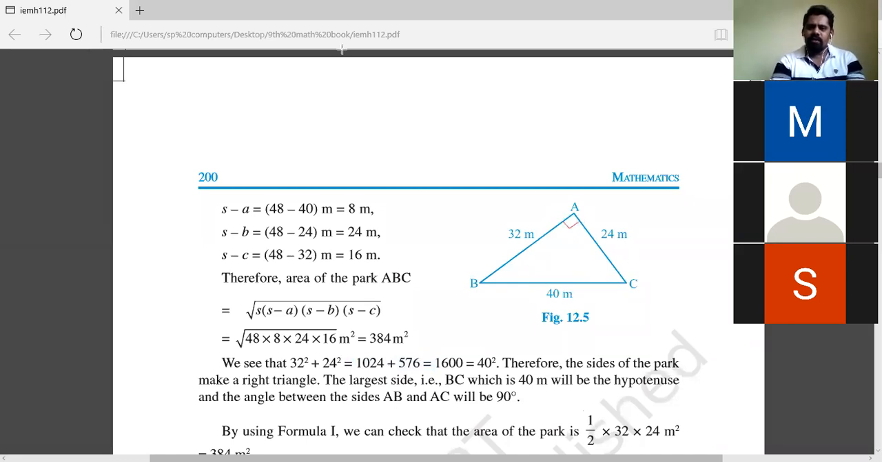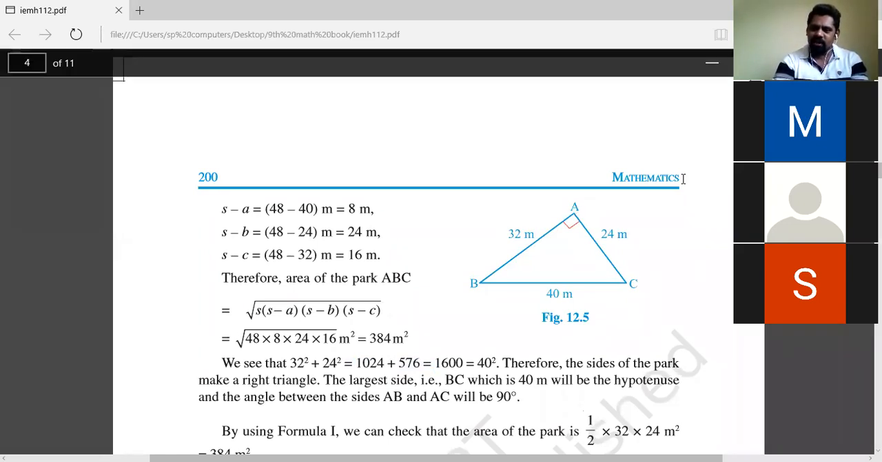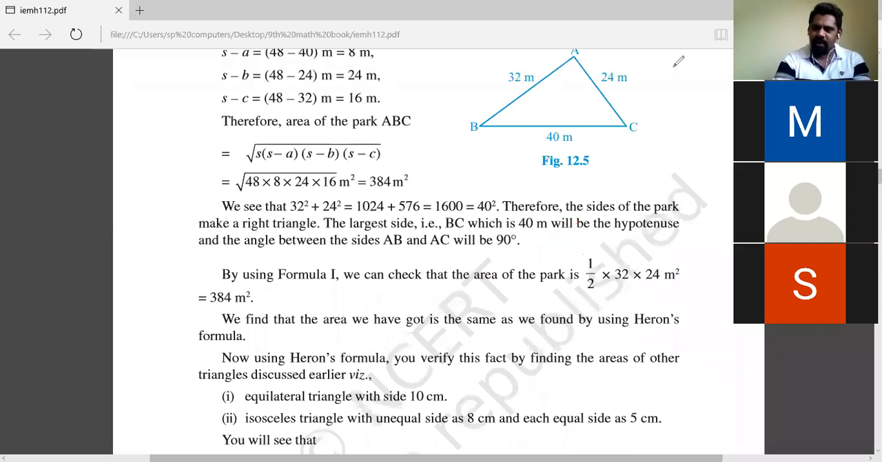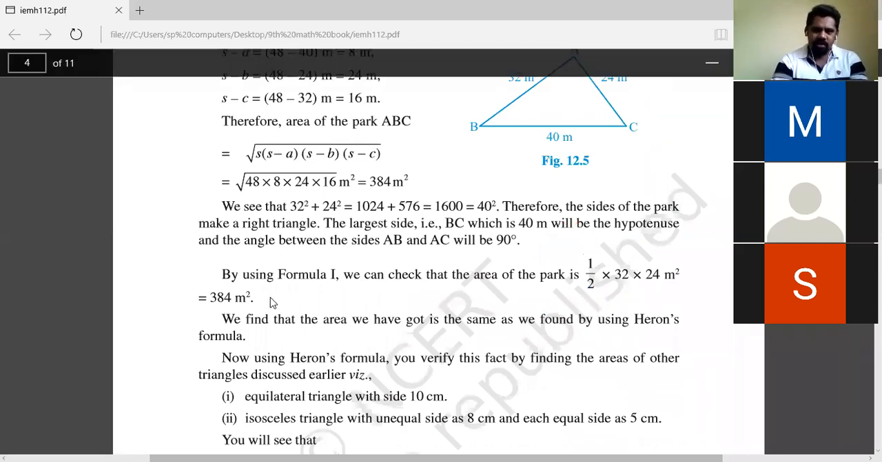So therefore, we can take 32 as height and solve this problem. Can we? Yes, sir. Here it is solved already in your textbook. Check it here. I shall show you how it has been solved and whether we get the same value with this also or not. So here, by using formula 1, what is that formula 1?